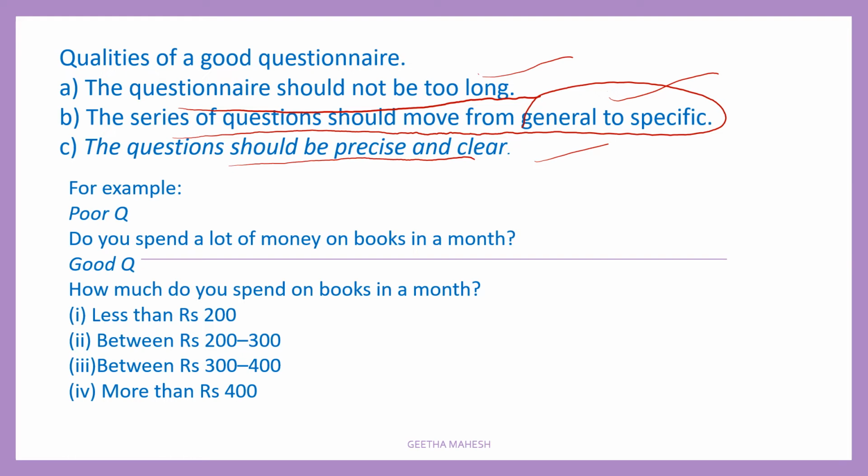You can see here, for example, a poor question: Do you spend a lot of money on books in a month? No. What is a good question? How much do you spend on books in a month? So you can give options and ask them to choose any one of those.